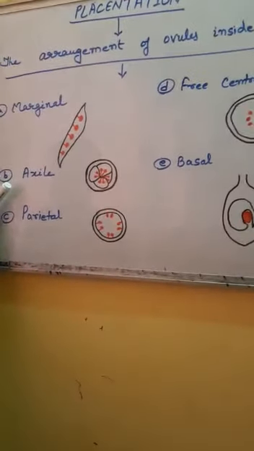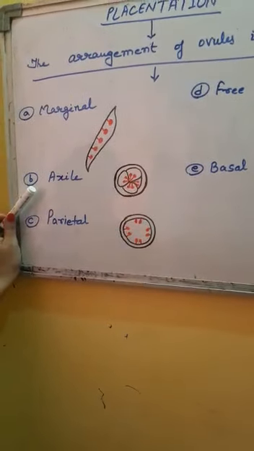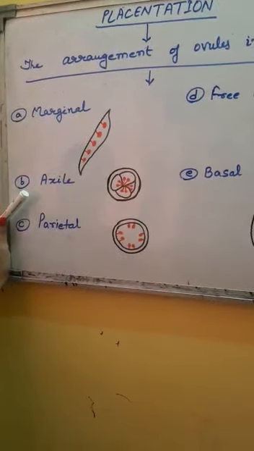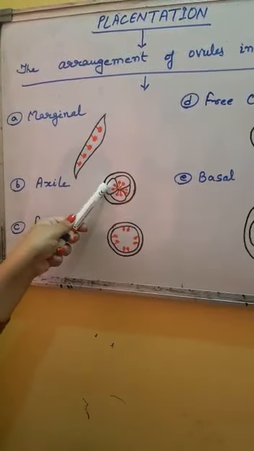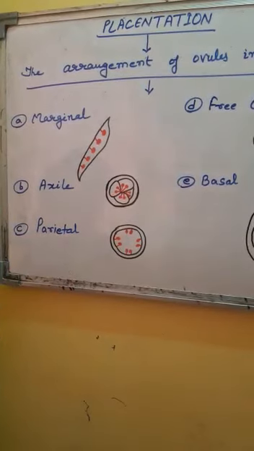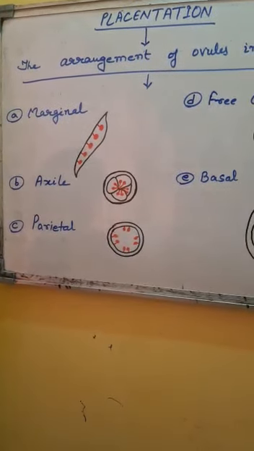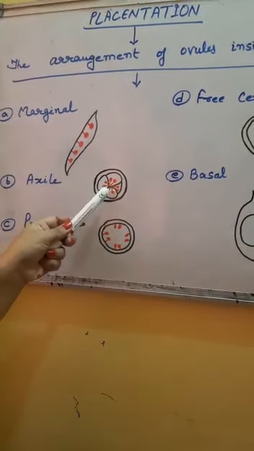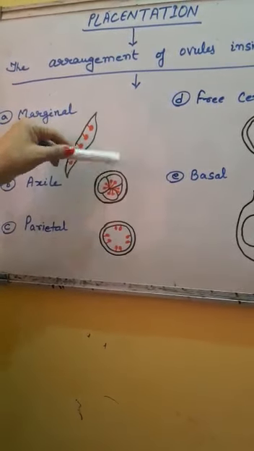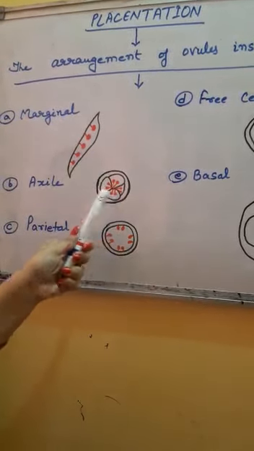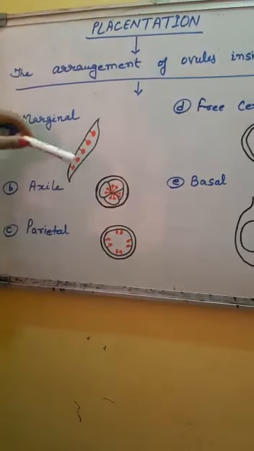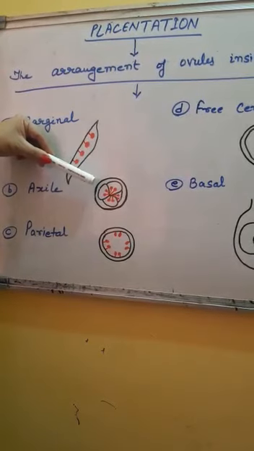The second placentation is called axile. Here the ovary is multilocular. You can see various lobes are there. So the ovary is multilocular, and the placenta is present at the center. Inside each lobule, inside each chamber, ovules are born from the center. The ovules are arising from the center.